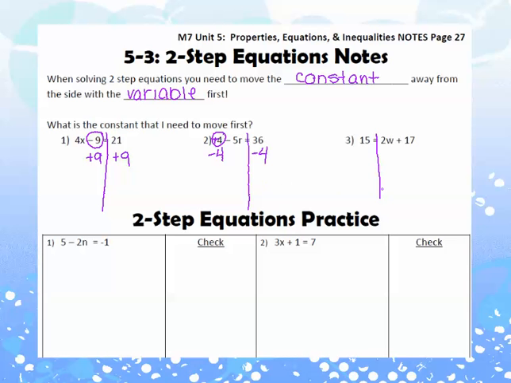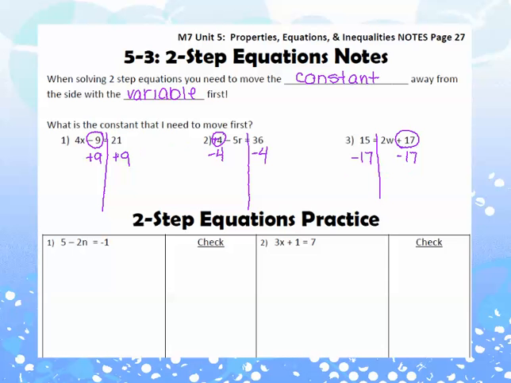Okay? Let's look at number 3. Take a moment and see if you can figure out what the constant is. The constant in this problem is actually going to be this +17 because it's on the same side as the letter and it's the number by itself, so it's the constant. To get rid of this +17, I'm going to subtract 17 from both sides to do the inverse operation.